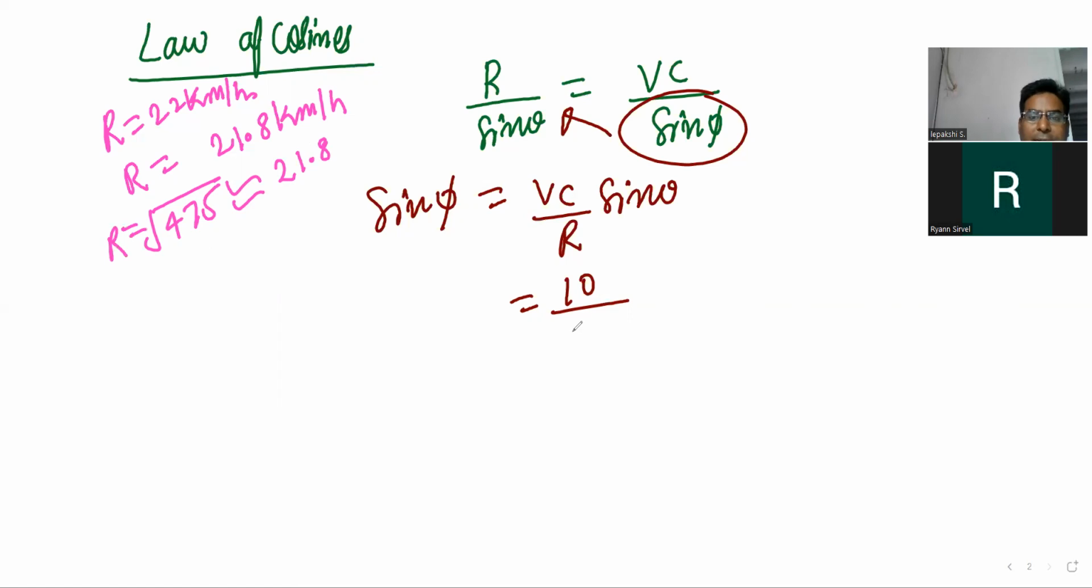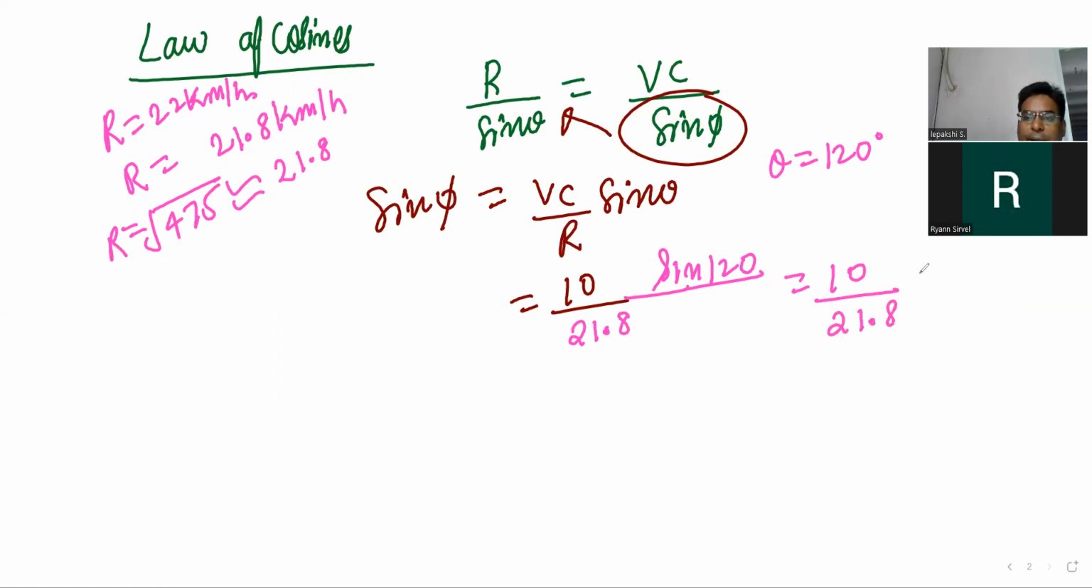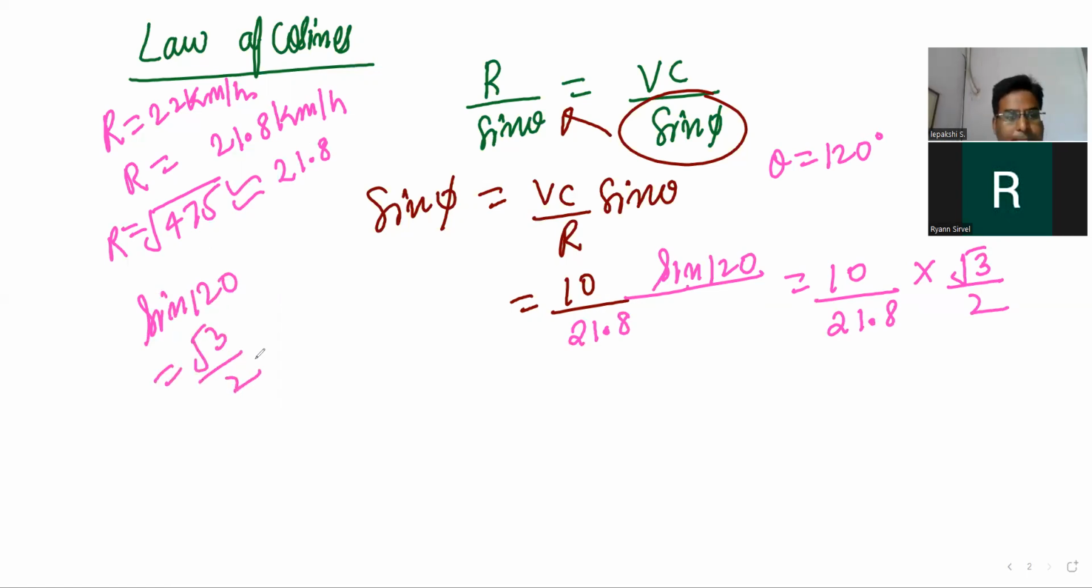So now put here, it is 21.8 and sine theta. So theta value was 120. Theta is 120. So it is 10 upon 21.8 into sine of 120, which is root 3 by 2. I have taken sine 120 as root 3 by 2, right? So now calculate this one, you will get approximately 0.397, right? So this is your sine phi value.